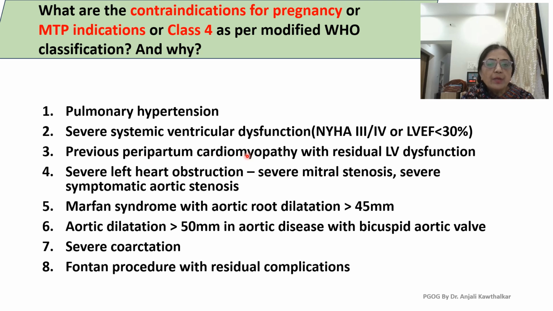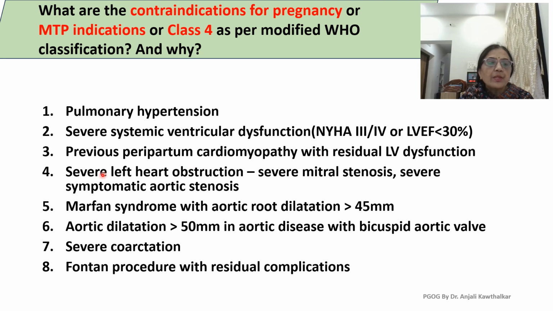Third is previous peripartum cardiomyopathy with residual left ventricle dysfunction. That means patient gives history of peripartum cardiomyopathy, and there is persistence of some left ventricular dysfunction. If residual dysfunction is there after delivery, after 3 months of delivery also, then that will come to class 4, where pregnancy will be contraindicated, or it will be an indication for medical termination of pregnancy because of the high risk of maternal morbidity as well as mortality.